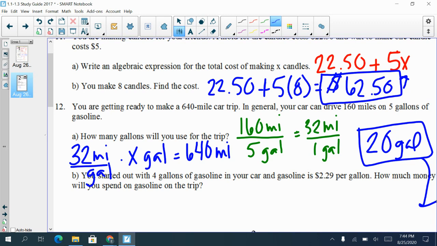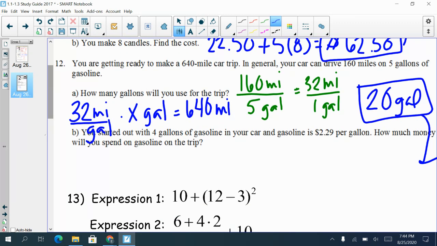Okay. You started out with 4 gallons of gasoline in your car, and gasoline is $2.29 per gallon. How much money will you spend on gasoline on this trip? So we start with 4, and gas is $2.29 times the number of gallons. So the question is, how many gallons are we going to need? Well, we said 20, and we don't need 20 because we already had 4.